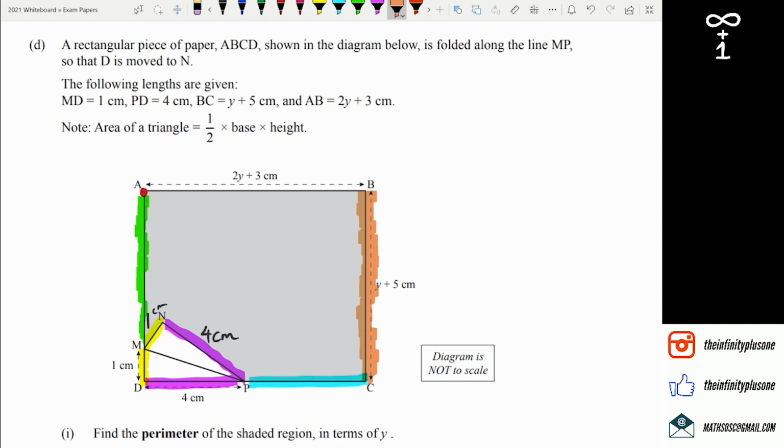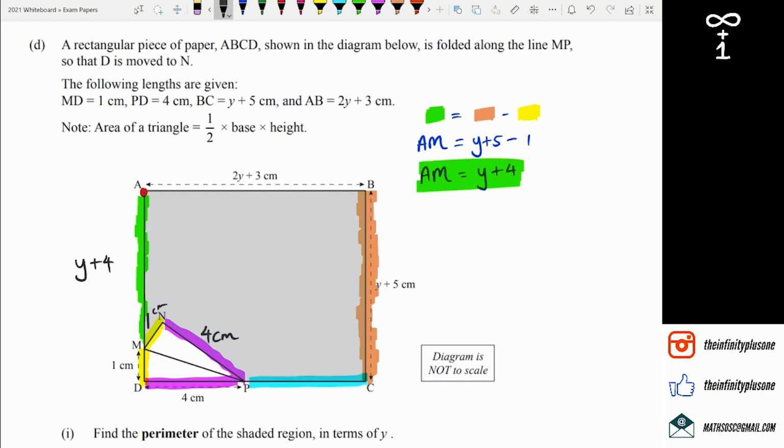So if you guys want to have a look, let me just put that here. We've got green, we've got orange, and we've got yellow. So in other words, we can say that the green part equals orange take away yellow. Now green, we don't know what that is, except we can call it maybe AM because of our 2 points there. The orange part is y plus 5 minus the yellow part, which is just 1. So we can say that AM is equal to y plus 4. So all I found here is that AM equals y plus 4. So I'm going to put that down here. The next thing I need to work out is the blue part.